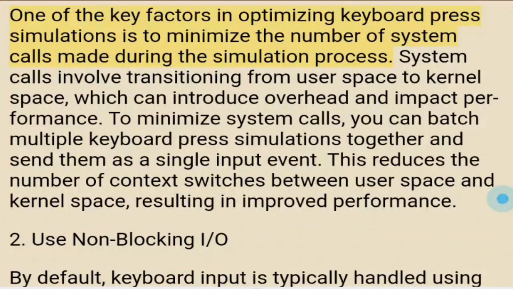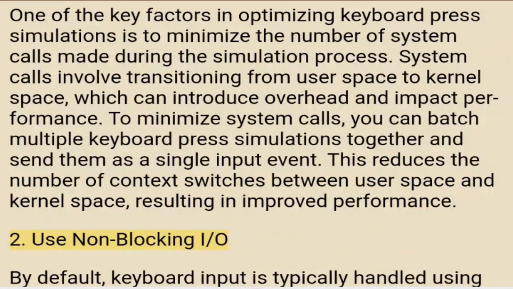1. Minimize system calls. One of the key factors in optimizing keyboard press simulations is to minimize the number of system calls made during the simulation process. System calls involve transitioning from user space to kernel space, which can introduce overhead and impact performance. To minimize system calls, you can batch multiple keyboard press simulations together and send them as a single input event. This reduces the number of context switches between user space and kernel space, resulting in improved performance.